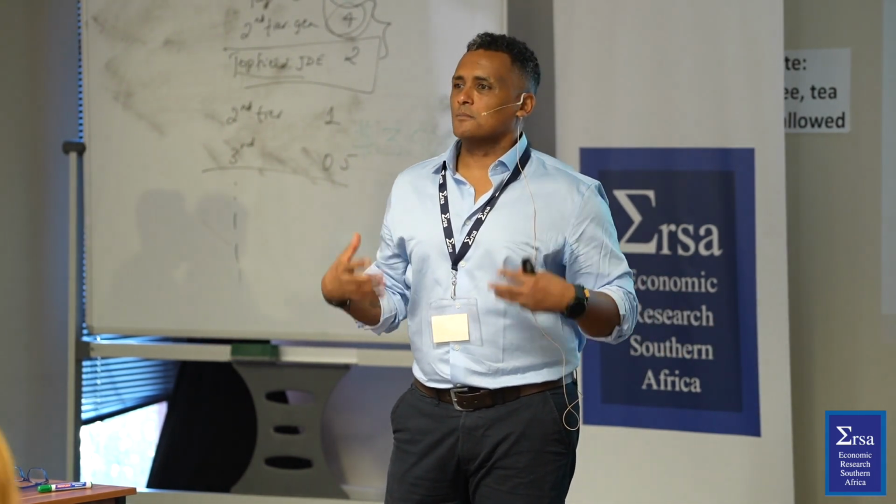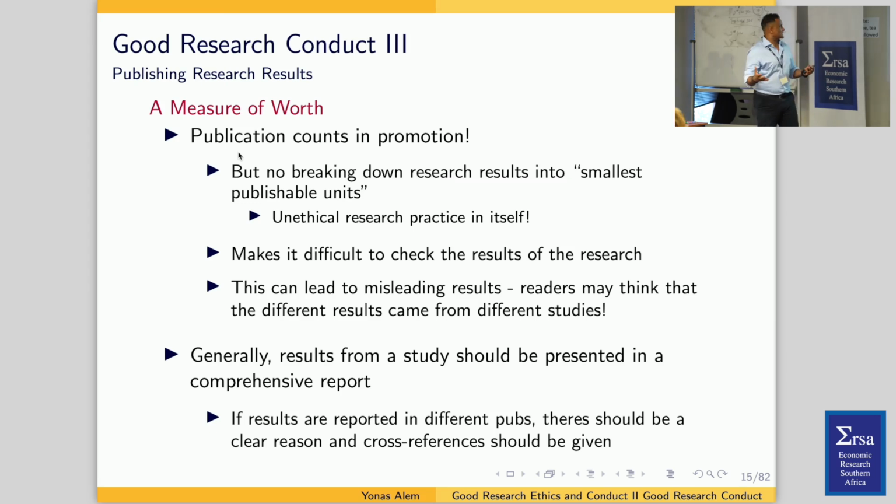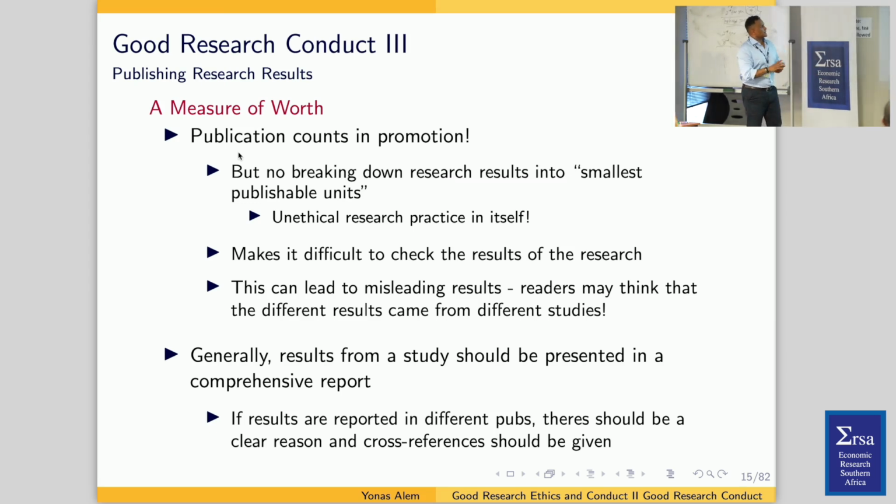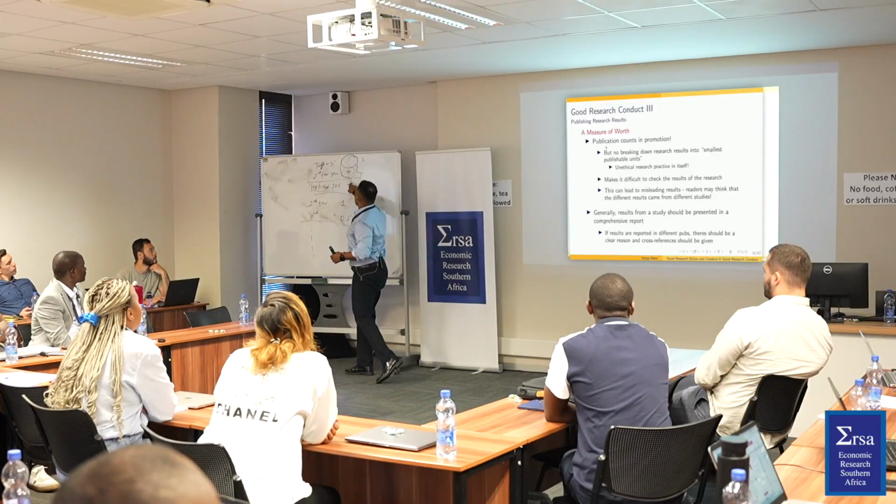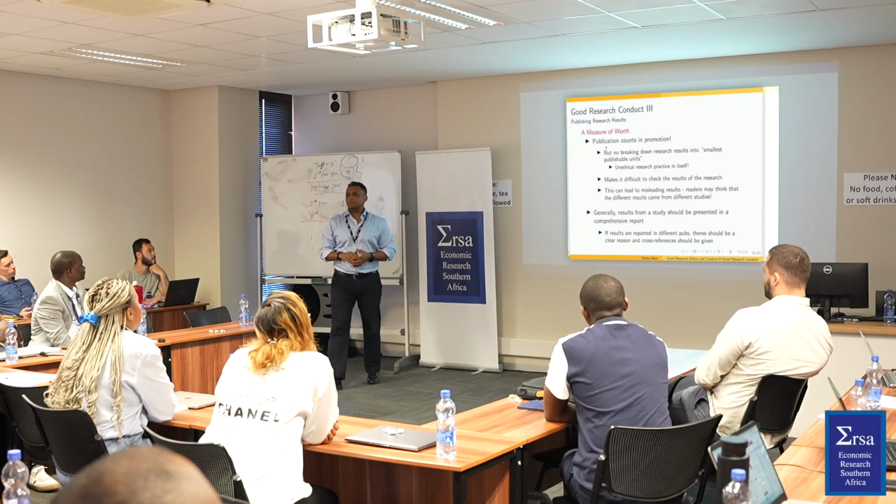This is what we call an unethical practice. This is a very unethical research practice. It makes it difficult to check the results of the research. This can lead to misleading results. Readers may think that the different results came from different studies. It was one RCT. So the results of that RCT should be reported in one good paper. And as always, remember, quality is always better than quantity.